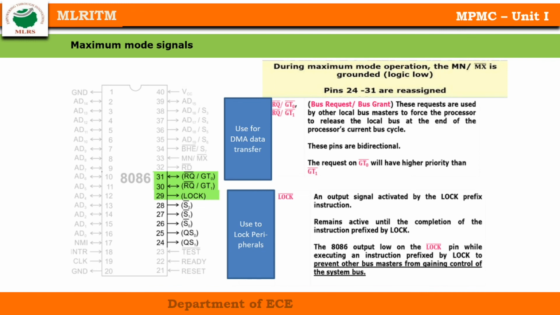This pin is used to lock the peripherals. It is an output signal activated by the lock prefix instruction and remains active until the completion of the instruction prefixed by lock. The 8086 outputs low on the lock pin while executing the instruction prefixed by lock, to prevent other bus masters from gaining control of the system bus.